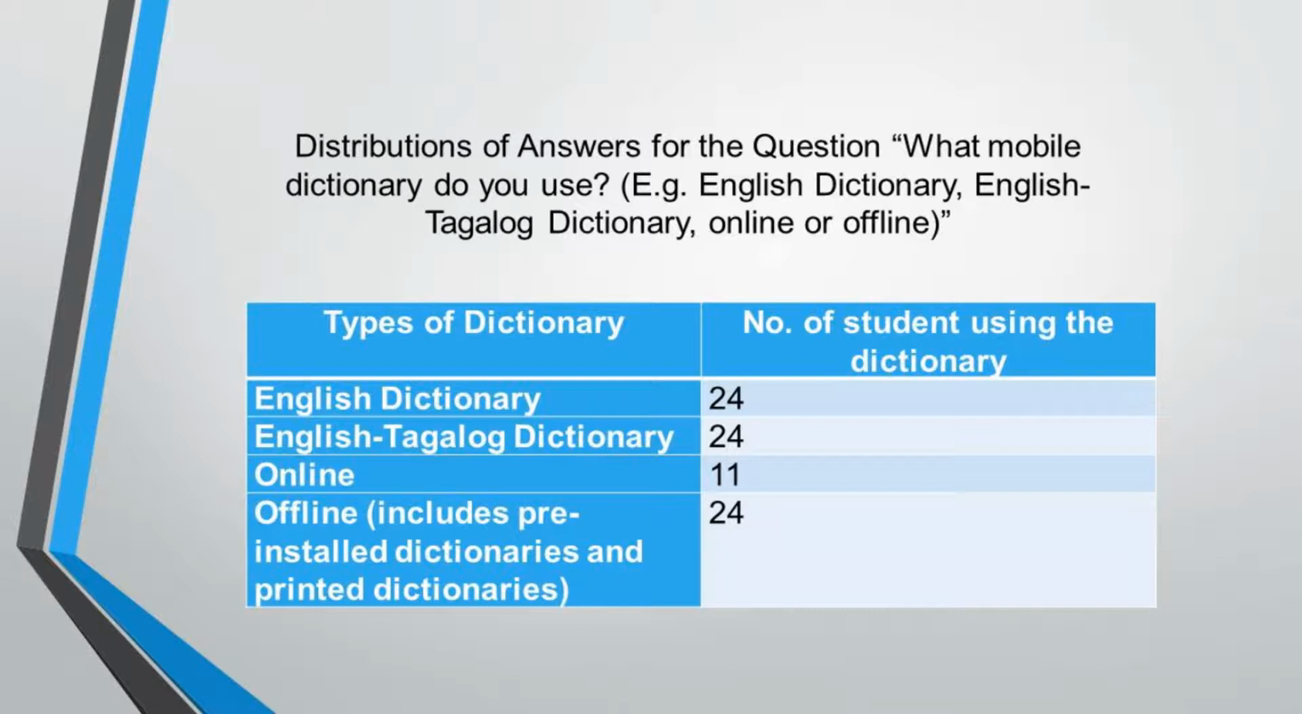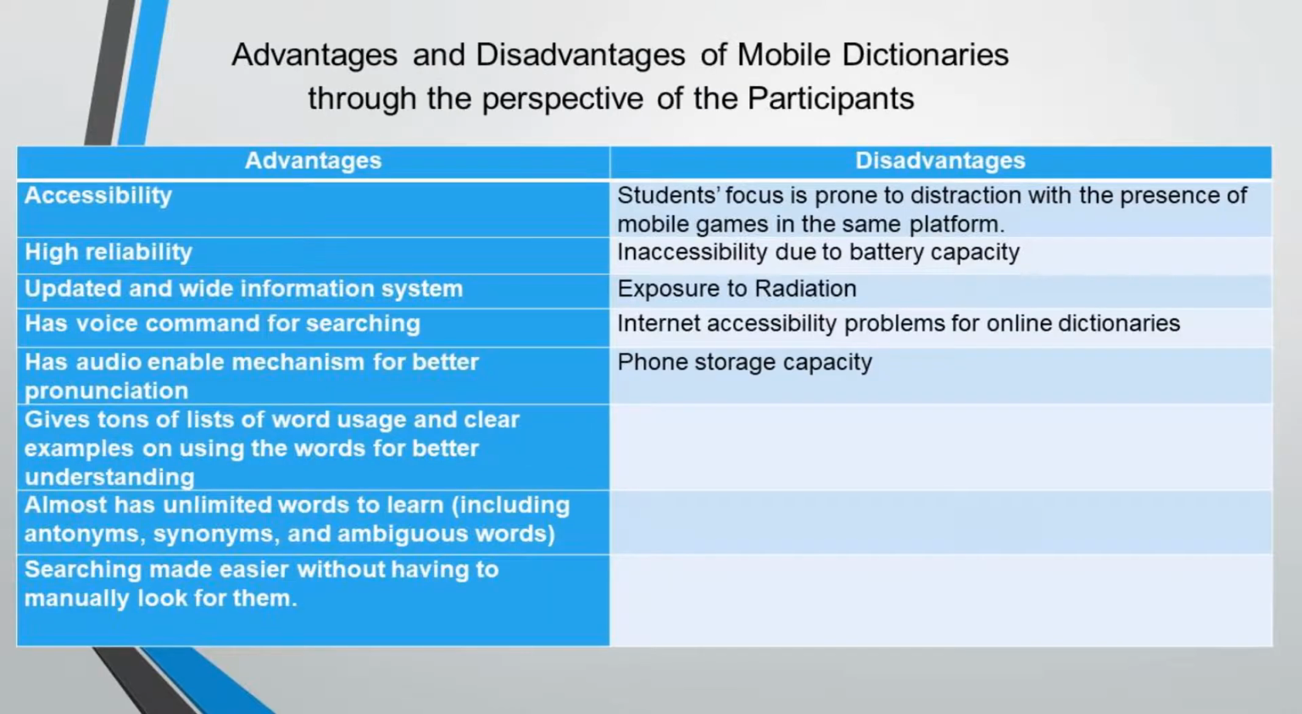So the table shows that 100% of the students are using English dictionary from the respondents of 24 grade 9 students, or 100% are using English-Tagalog dictionary, and 45.83% are using online dictionary, while all the participants, 100%, use offline mobile dictionary or pre-installed mobile dictionaries such as Merriam-Webster.